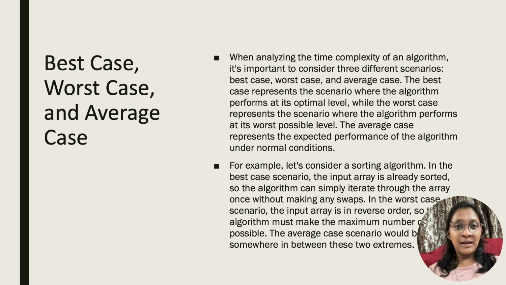For example, let's consider a sorting algorithm. In the best case scenario, the input array is already sorted, so the algorithm can simply iterate through the array once without making any swaps. In the worst case scenario, the input array is in reverse order, so the algorithm must take the maximum number of possible swaps. The average case scenario would be somewhere in between these two extremes.